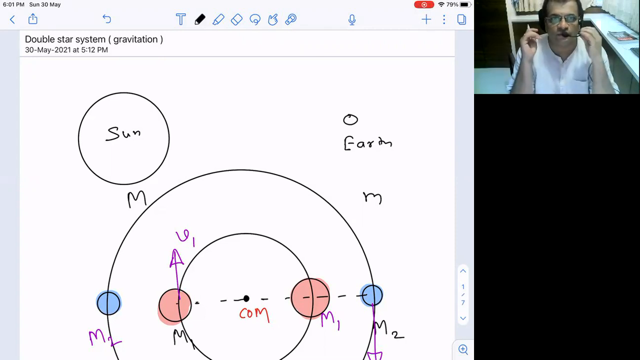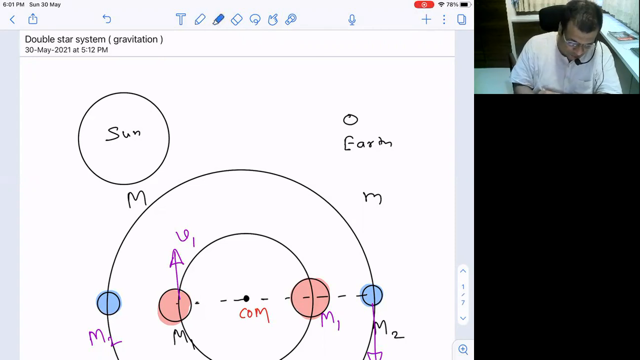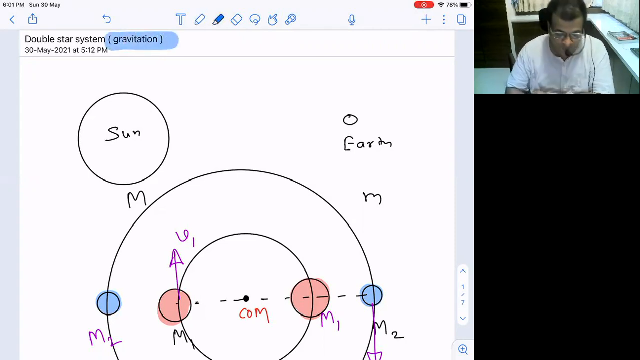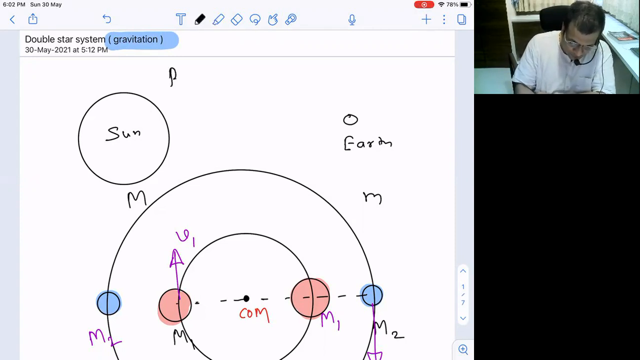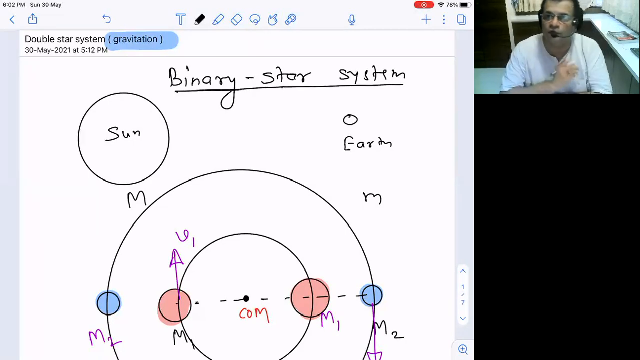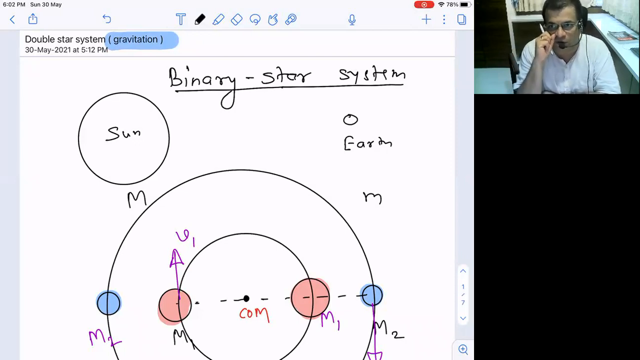Friends, today we are going to understand one concept called the double star system, and this concept is from the gravitation chapter. It is sometimes also called the binary star system, and this system can be understood very easily by using the concept of reduced mass. मैं आपको बताऊंगा what is reduced mass.